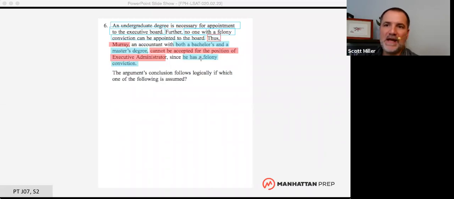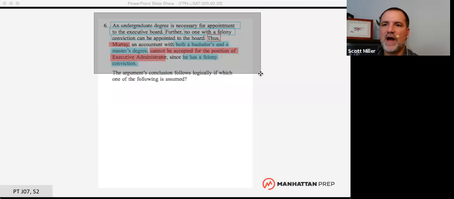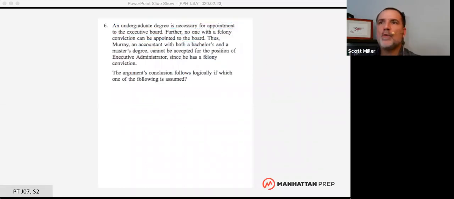Okay, well, Murray has a felony conviction, so he cannot be accepted for the position of executive administrator. At first glance, this might sound pretty good, right? But notice that there is actually a significant problem with this argument, which is that we've made a shift. My premise is talking about what is necessary to be on the executive board.